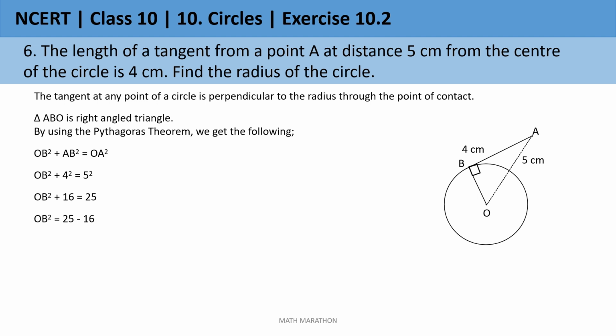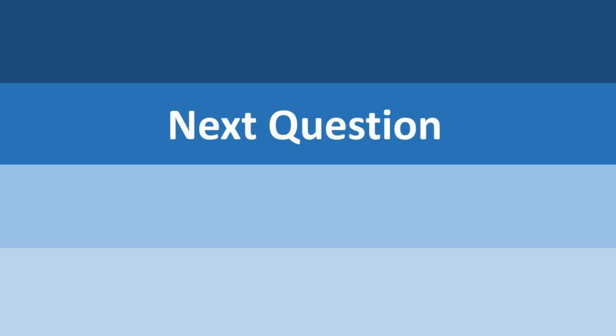Let us subtract 16 on both sides of the equation. OB square is equal to 25 minus 16. OB square is equal to 9. OB square is equal to 3 square. So, OB is equal to 3. So, the radius of the circle is 3 cm. Let us see next question.